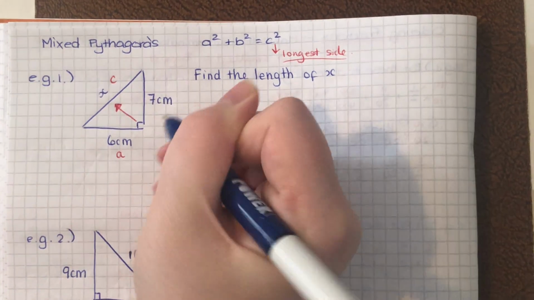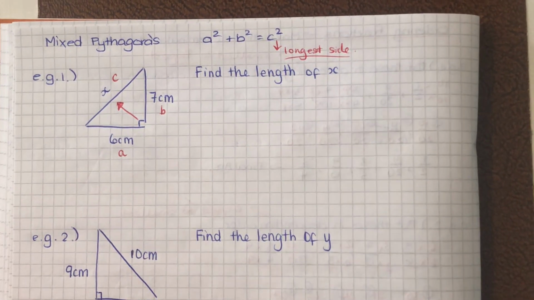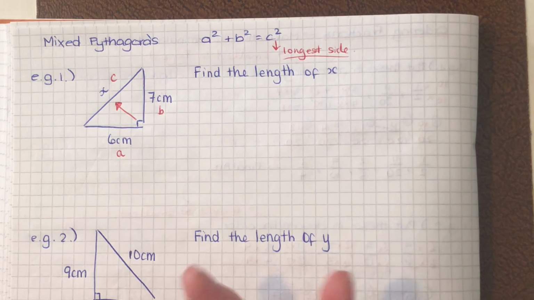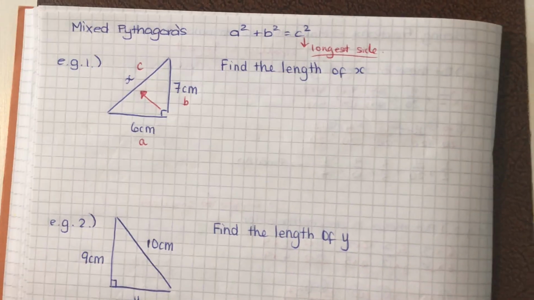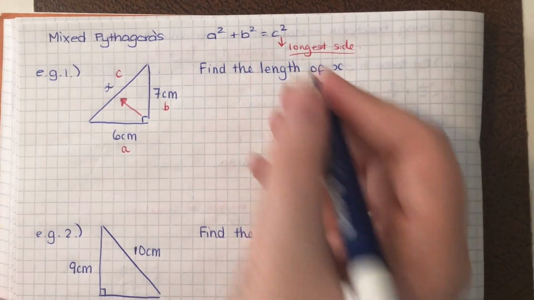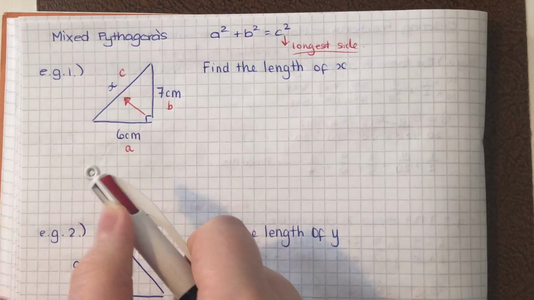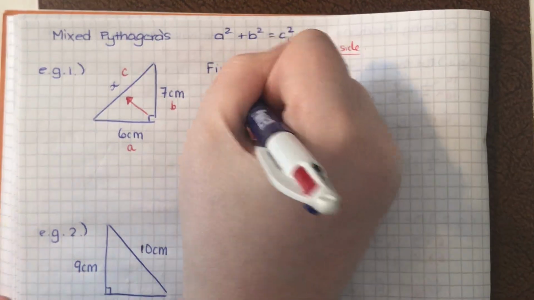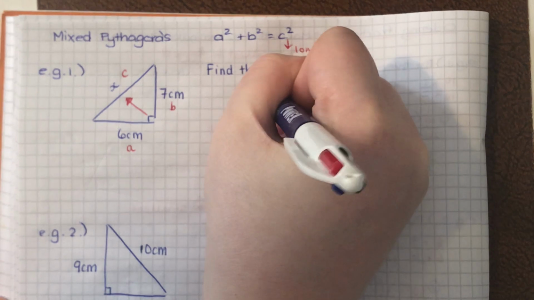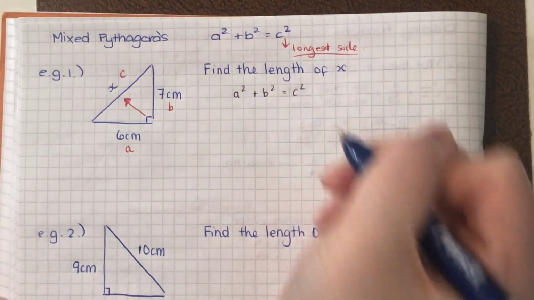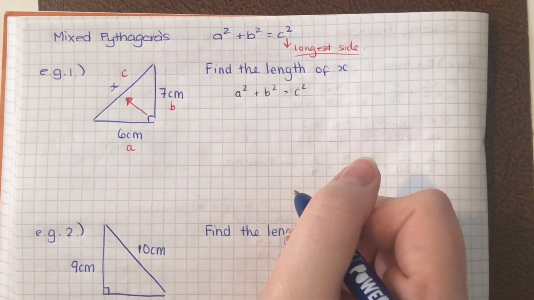Now A and B, it doesn't actually matter which way round they go. I always make the bottom one A and the side B. I don't know why, it's just something I've always done. So after that all you do is sub it into the formula. I always start off with writing the formula: A squared plus B squared equals C squared, and I just replace the numbers.